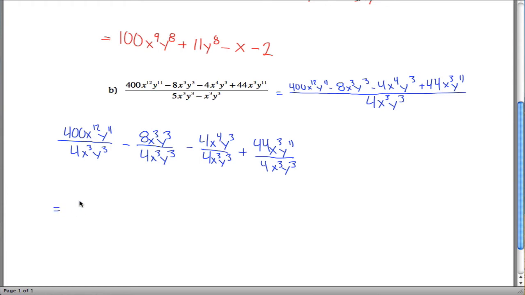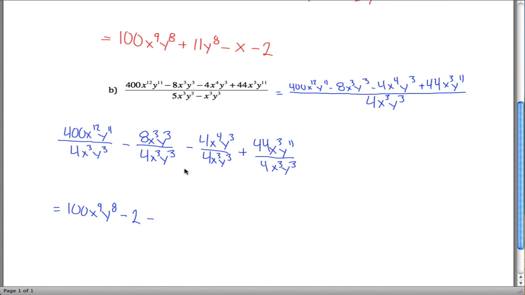Now if I reduce each of these, 400 divided by 4 is 100. X to the 12th over x cubed is x to the 9th, and y to the 11th over y cubed is y to the 8th. And sure enough, that matches with this term. Okay, this one I got minus 8 divided by 4 is 2. X cubed, those cancel. Y cubed, those cancel. I got minus 2. Same thing I have over here.